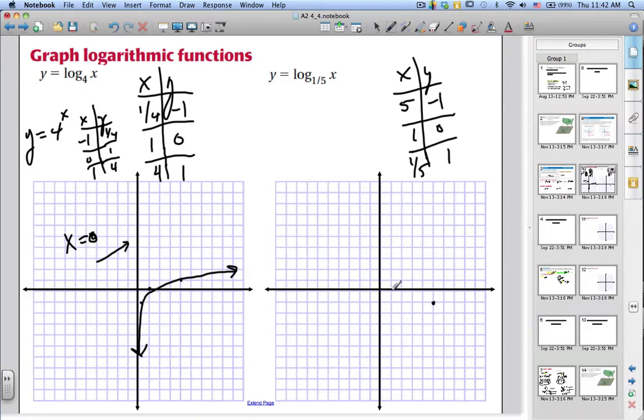When x was 1, I was at 0, and when x was 1/5, I was at 1. So this comes in this way and goes out that way. Okay, so there are a couple different forms of how this works. Again, x is equal to 0 is my asymptote. You just want to go ahead and pick powers of the base in order to graph.